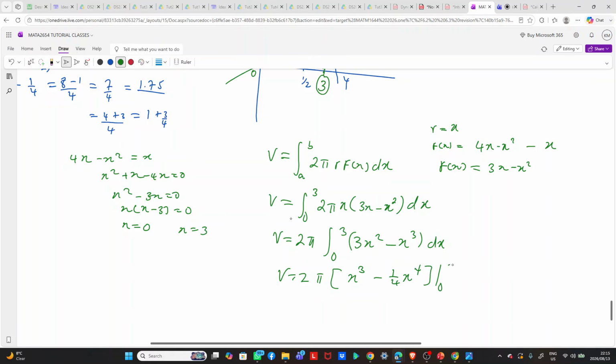Then you substitute the upper bound, you'll get that the volume is defined by 2 pi into 3 raised to 3 minus 1 over 4, 3 raised to 4. If you plug in 0, everything will be 0. So whatever that gives you, then you get your volume.